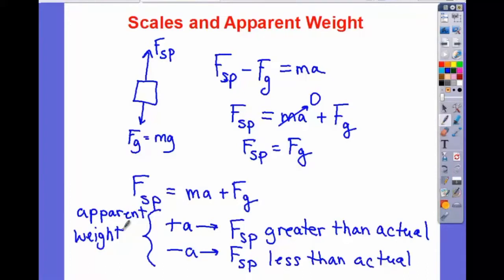And as I said, when you're in your house, you're not accelerating. So that would be your actual weight. But if you put your scale on an elevator, you're going to see, because the elevator is accelerating, that there are points in the elevator ride when the scale reads either greater or less than your actual weight.